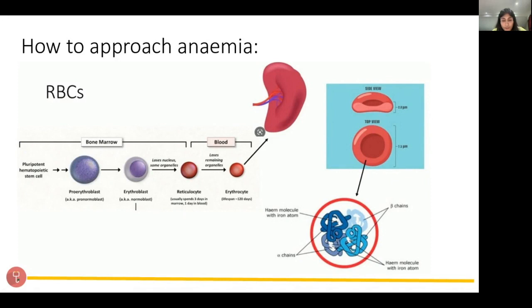And then I've just got a photo to remind you guys, or to remind myself as well, really. This is what a hemoglobin molecule looks like. You've got your 2 alpha chains, your 2 beta chains, and then your heme molecule in the middle as well with iron atoms.